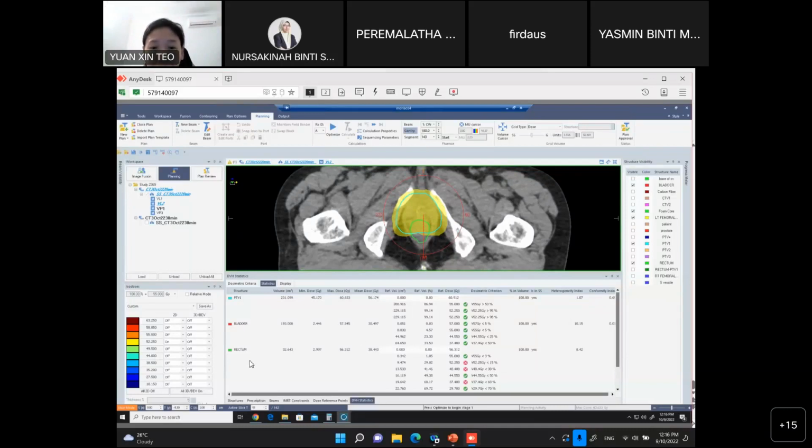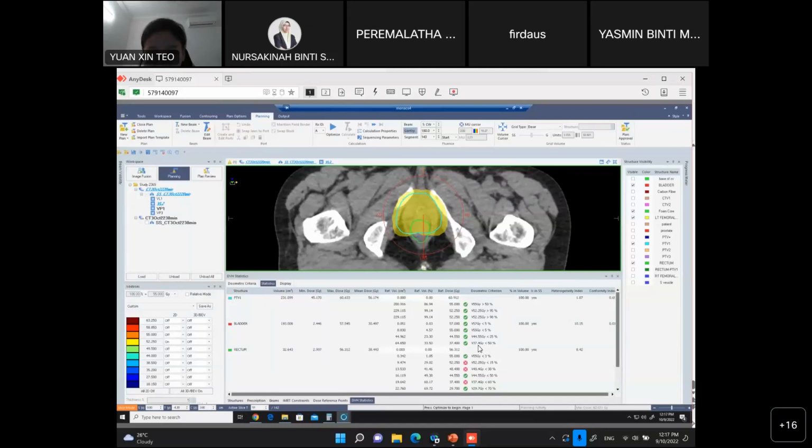So for bladder and rectum, there are a lot of criteria we need to meet. V55 gray, not more than 5%. V57 gray, not more than 5%. And not more than 50% of the bladder volume receive 37.4 gray.